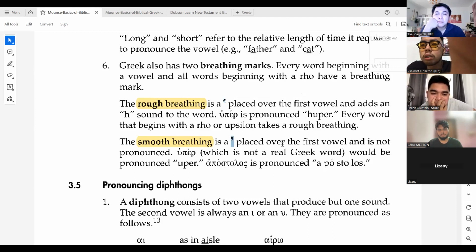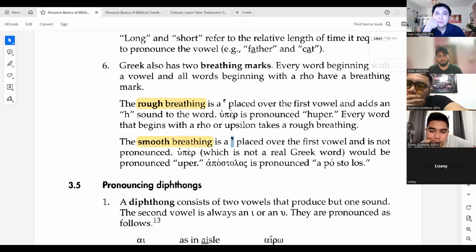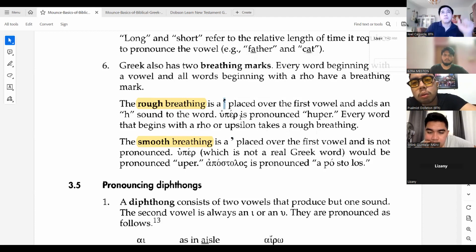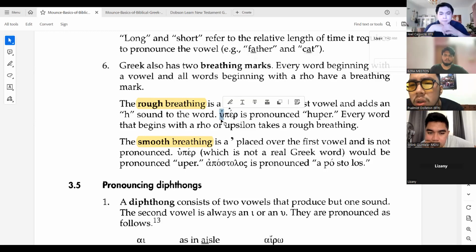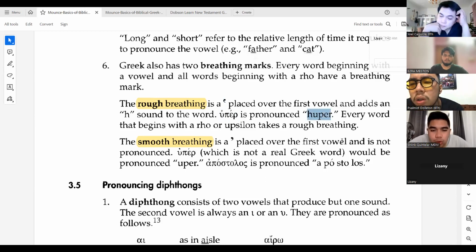So the big difference is that the smooth breathing is not pronounced. There's no sound. But the rough breathing sounds like a letter H. Okay? It sounds like a letter H. This is why this one, the hooper, there is this upsilon, pi, epsilon, rho. This is a rough breathing word, the one on the top. So this is pronounced as hooper, not as upper.